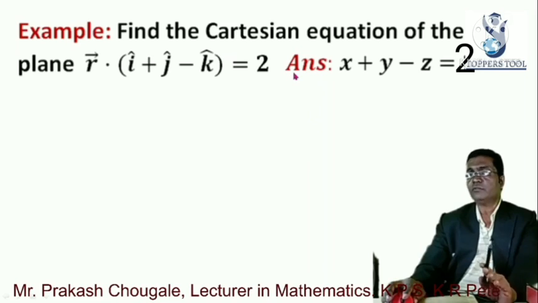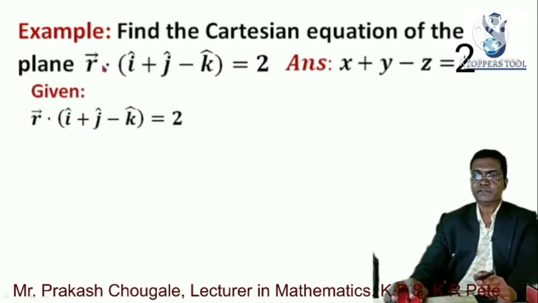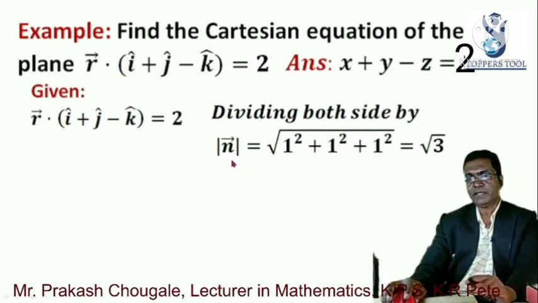So your answer directly you can write. If it is for 1 mark, you can write directly from the given equation: the Cartesian equation is x plus y minus z equal to this number. But I will show you how it comes. For 1 mark you can write directly. If it is asked for 2 marks, find the Cartesian equation, then you have to do all the things that I'll be doing. So first you have to write the given equation as this, and divide both sides by the magnitude of vector n.